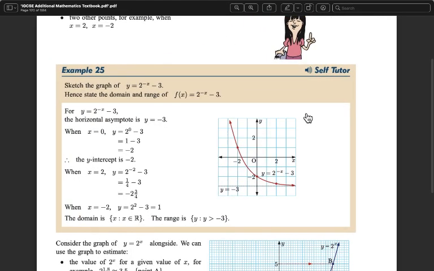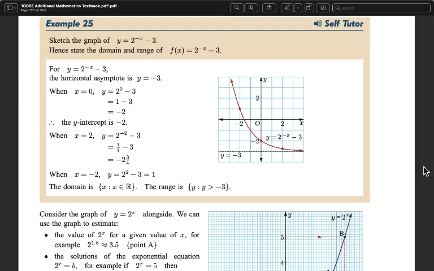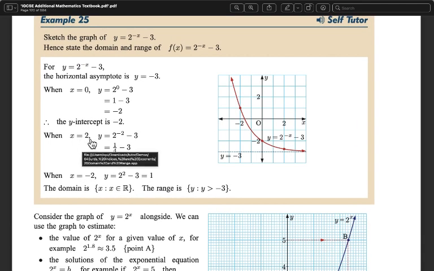For example, in this case, y equals 2 to the power of negative x, minus 3. Minus 3 is going to be the horizontal asymptote in this case, as it will approach minus 3 very closely but never exceed the point. Also, the y-intercept is going to be negative 2, by inputting the x value as 0. And to draw a graph, you need to input another value of x. So in this case, a random x value such as x equals 2 is inputted. You get a value of y of negative 2 3/4.